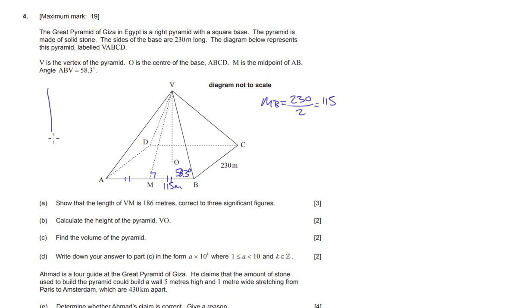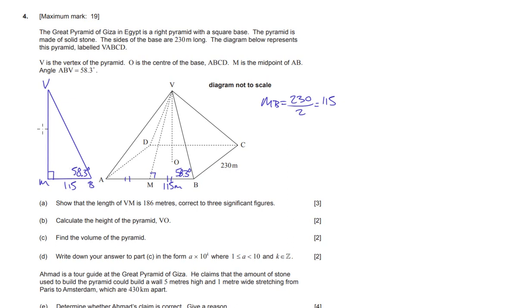So let's just kind of redraw that. You know what? I can make a nice looking triangle. Let's do that. There we go. So there's that, and then we've got, make ourselves a nice little spot over there. Look at that. That's a pretty looking triangle. All right, so this is M, this is B, and this is V, right? So we know that this is 58.3 degrees, and we know that this is 115.